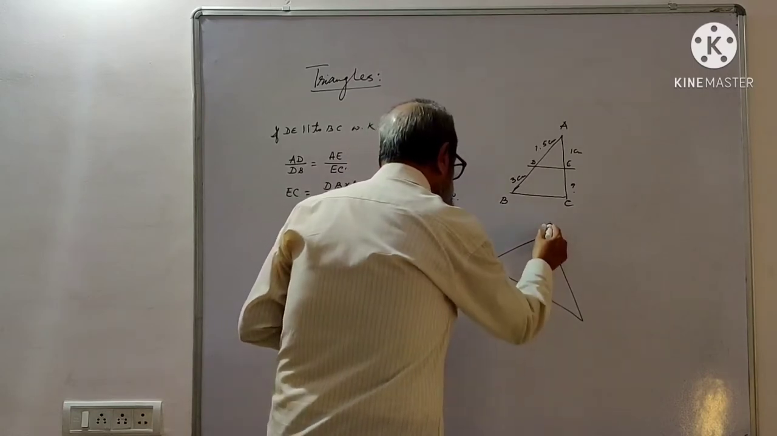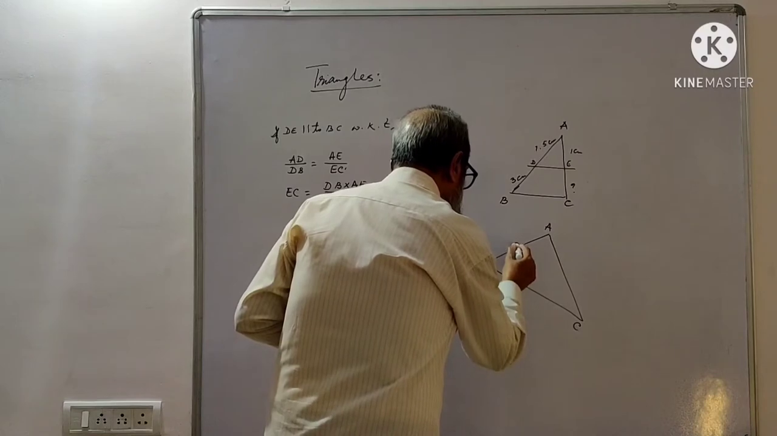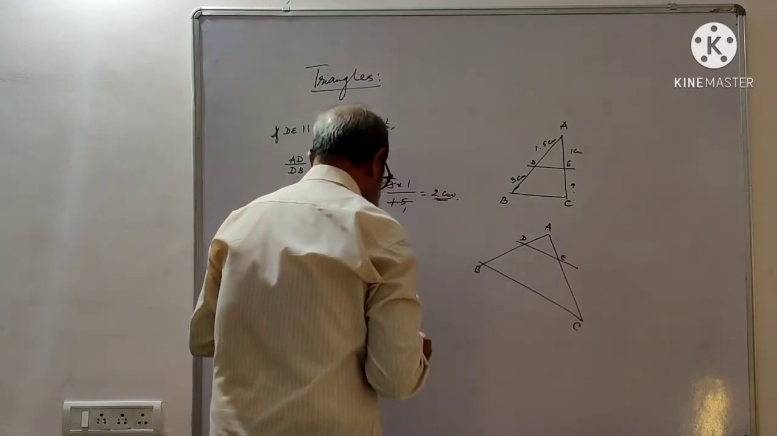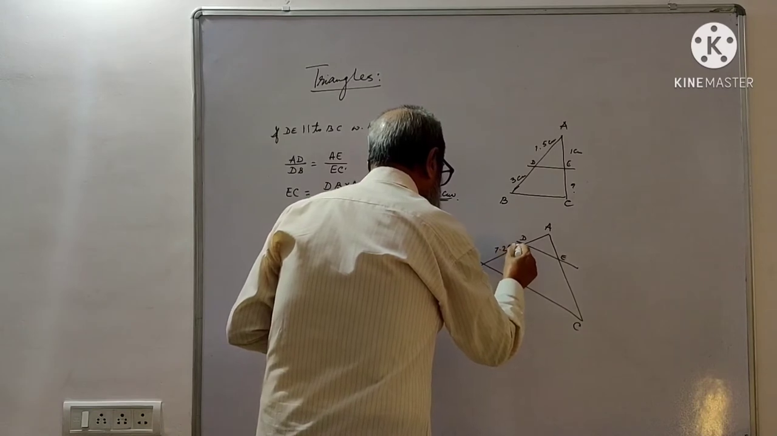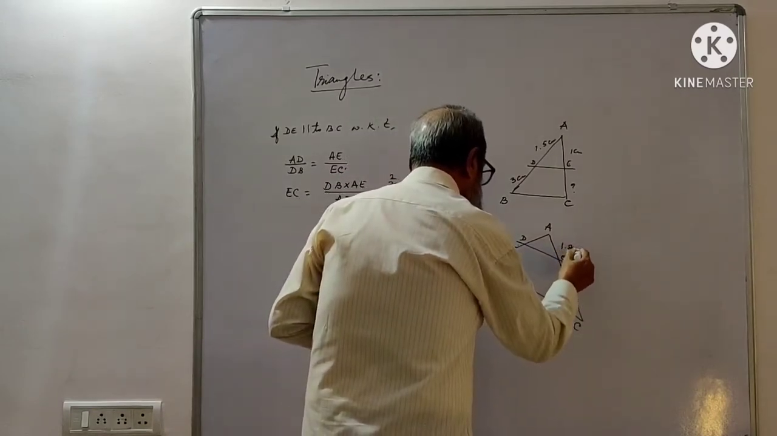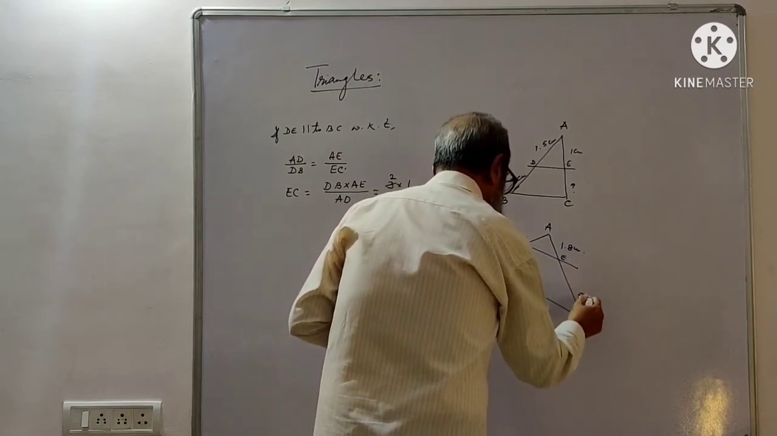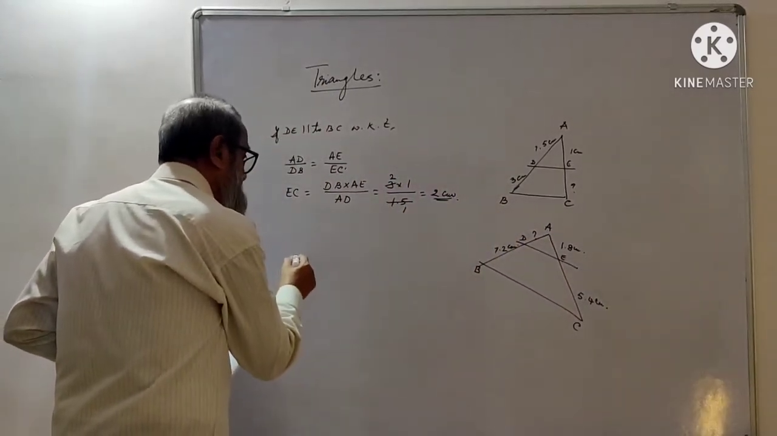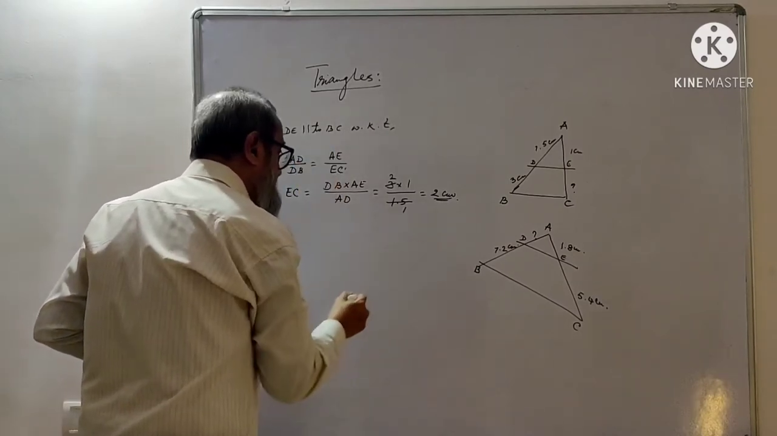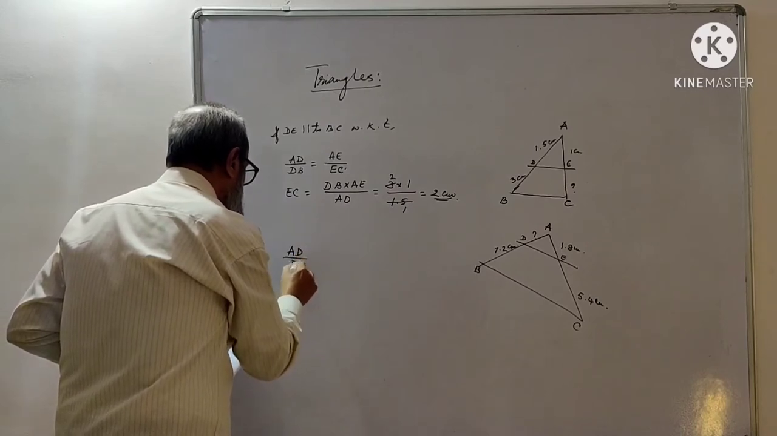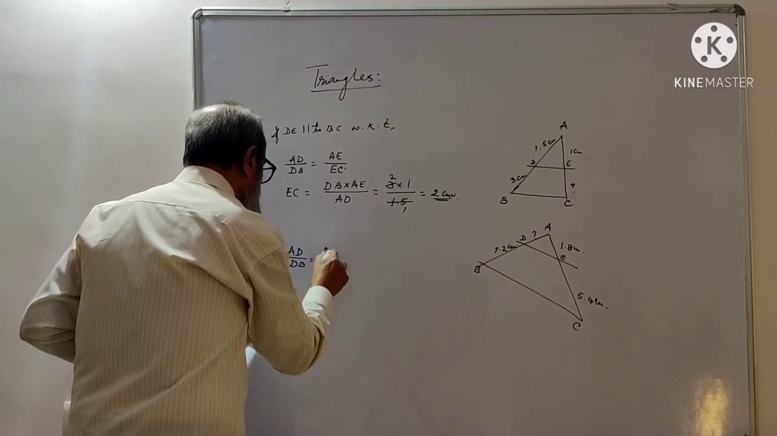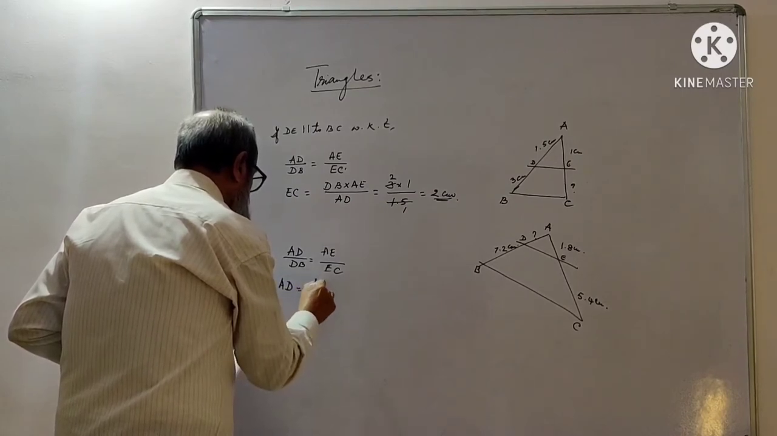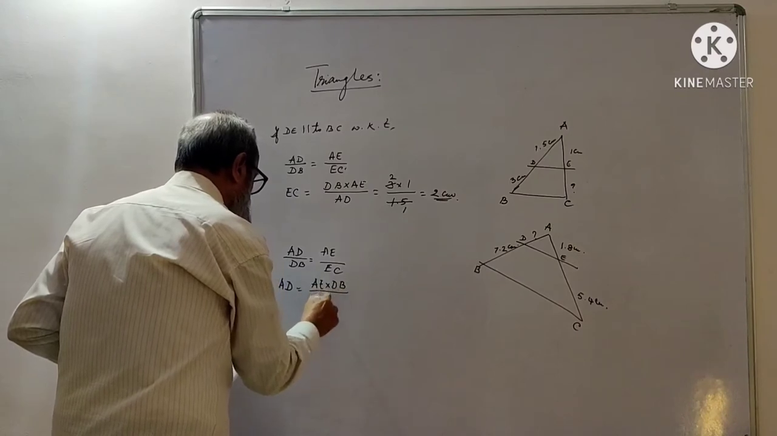Here is a triangle. This is A. This is B. This is C. DE is drawn parallel to BC again. He has given this as 7.2 centimeter, this as 1.8 centimeter, and EC is 5.4 centimeter. Find AD. What is AD? Now we know if DE is again parallel to BC, then AD by DB is equal to AE by EC. So AD will be equal to AE into DB divided by EC.